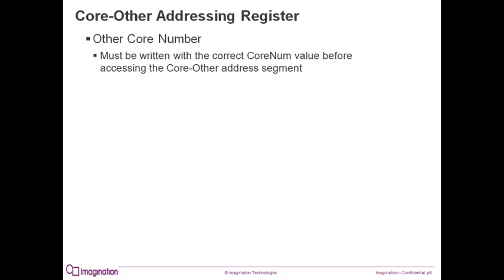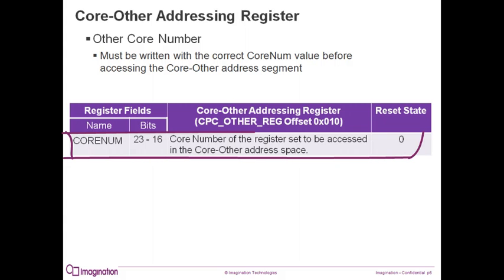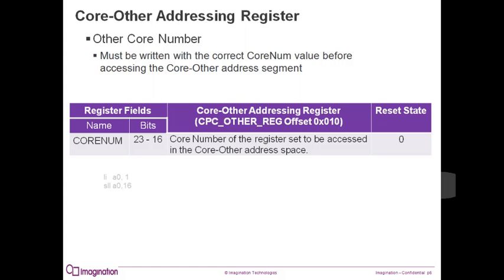A core can control another core's power state by writing the other core's number to the core other addressing register. The core's number goes into the core num field, bits 16 through 23. Now I'll show you code to load Core 1 into the CPS Core Other Addressing Register.